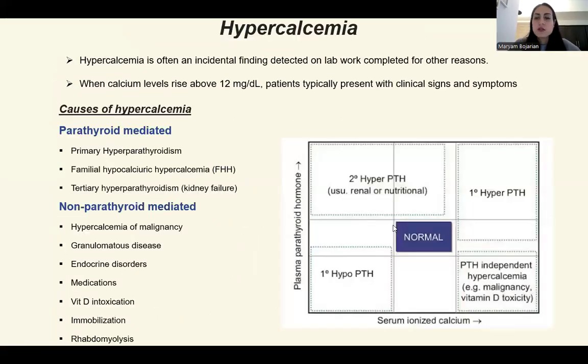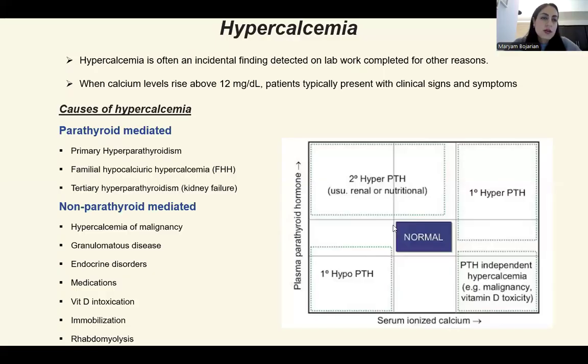Okay, so let's shift gears to hypercalcemia. Hypercalcemia is often an incidental finding detected on lab work completed for other reasons. When calcium levels rise above 12 milligrams per deciliter, patients typically present with clinical signs and symptoms.